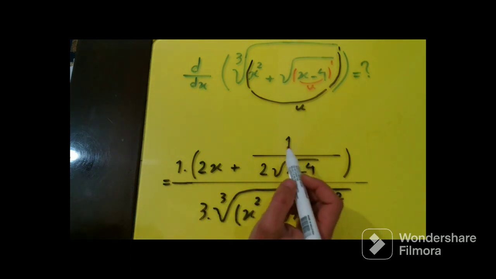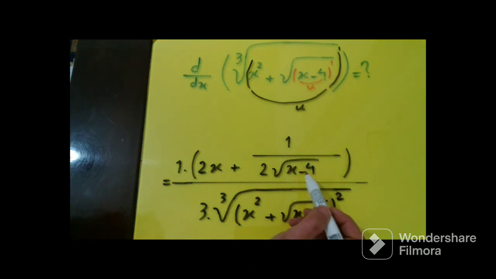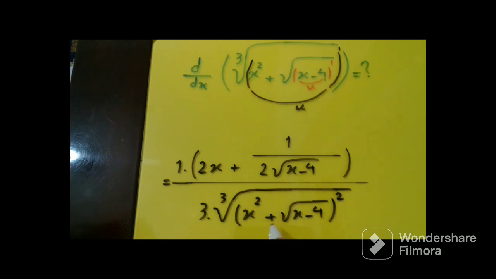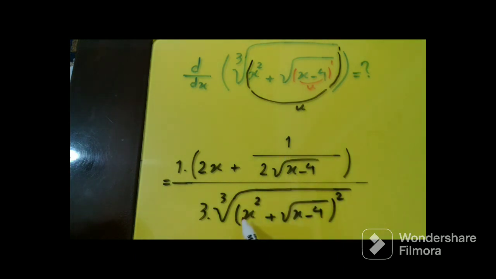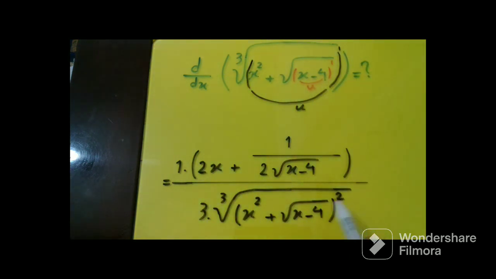For down, according to the formula, you should put 2 times the square root of u. u is x minus 4. Now you should put m, 3, times 3 again. Repeat u, this u. For the power you should put m minus n. 3 minus 1, it's 2.